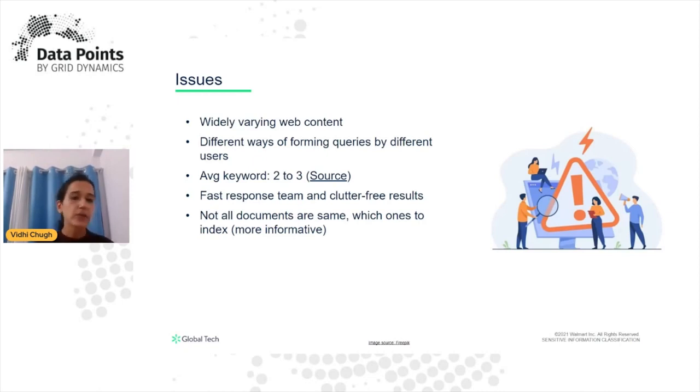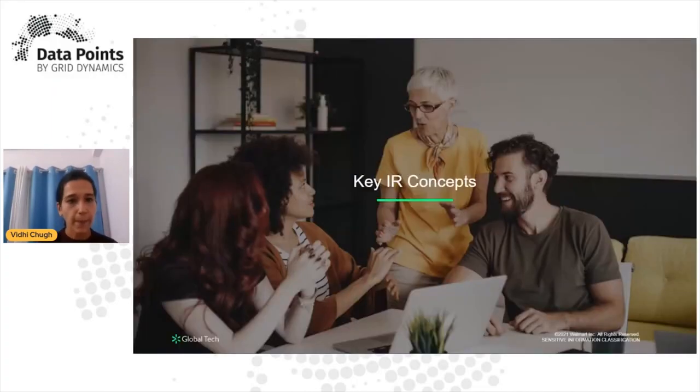And we don't really want to take a long time on giving the output. So the response should be really fast, which means there needs to be an efficient way of looking through those documents. And not all documents are the same, because some can capture more information than others. So the call we need to take here is which ones to index.